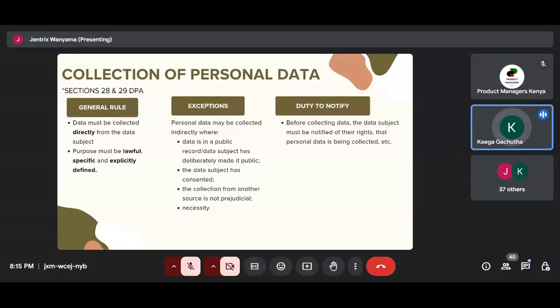The other exception is collection from another source where it's not prejudicial. For example, you can find information that is readily available from books and publications, and therefore you can use that information if it's not prejudicial. And then the last thing is necessity, where there is a legal reason for that to happen. And lastly, there's a duty to notify. Before you collect data, the data subject must be notified of their rights where their personal data is being collected.